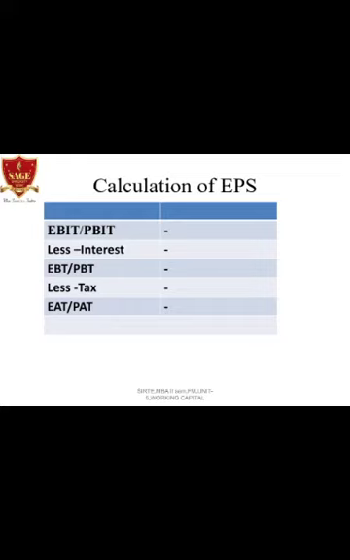And the company has to pay the tax on its profits. So after deducting the tax from the EBT, or earning before tax, the amount which is left with the company is EAT, earning after tax. This is actually the net profit. If the company has planned to distribute the whole amount of EAT to its shareholders, the formula will be EAT divided by number of shares.